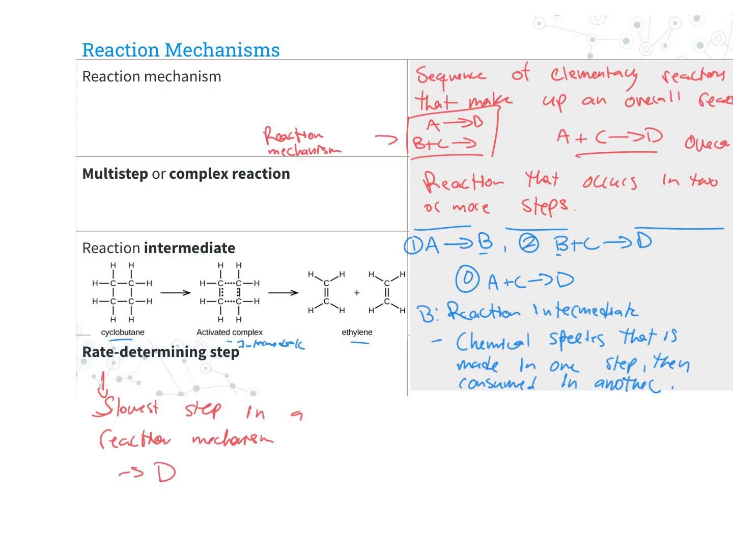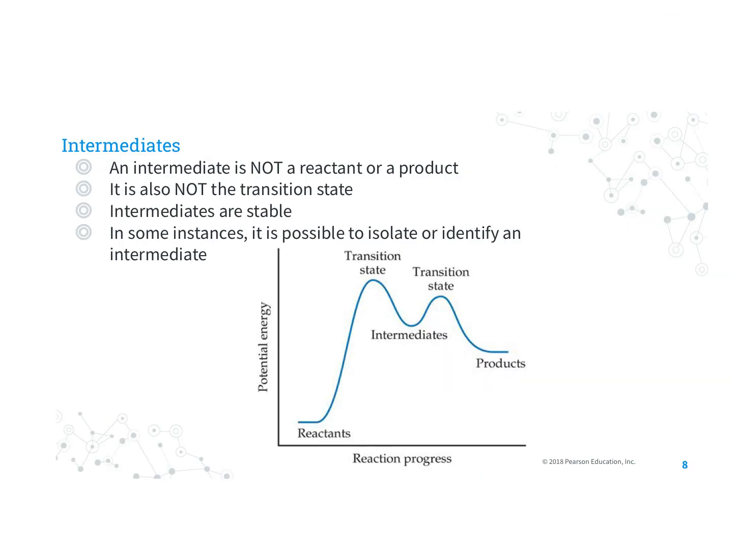And this determines the rate of reaction, which is why we call it rate determining. Now, we'll discuss intermediates quite a bit, and there's going to be a lot of questions dealing with this on AP Classroom. But an intermediate is not a reactant or product.